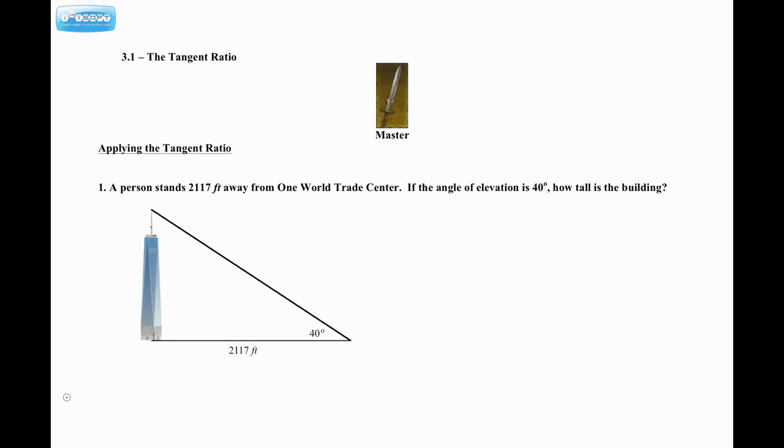So number one, a person stands 2,117 feet away from One World Trade Center. So here's the building, and this distance, which would not be difficult to measure. So we have a person standing here, and that's how far they are away. And we know that the angle of elevation is 40 degrees. So we call this the horizontal. So this angle here, right up to the top, is 40 degrees. From this information alone, we can actually determine how tall the building is.